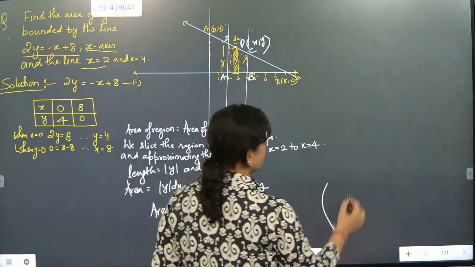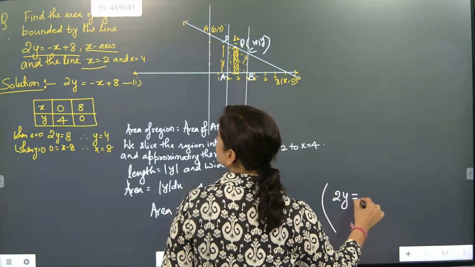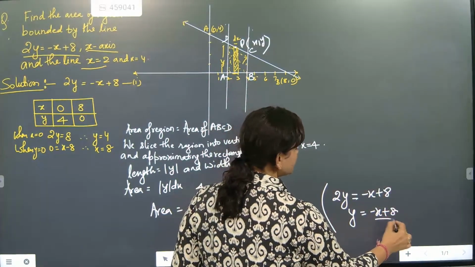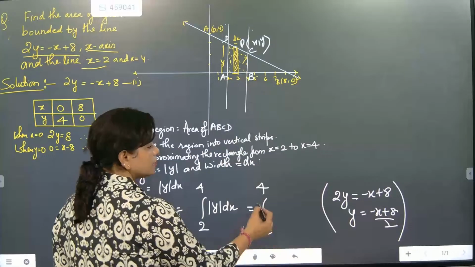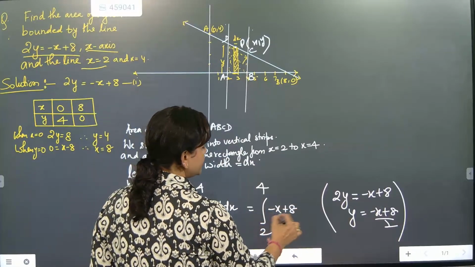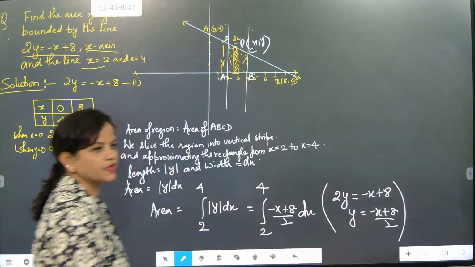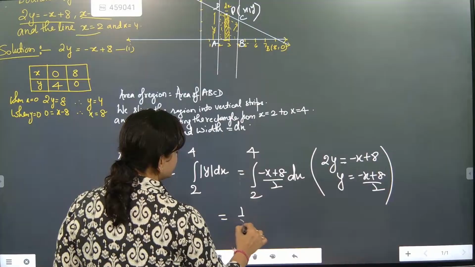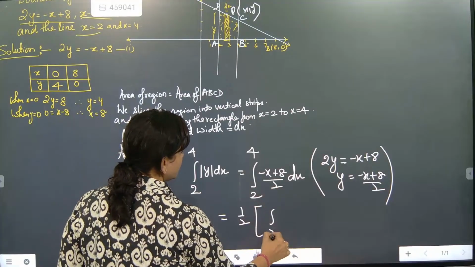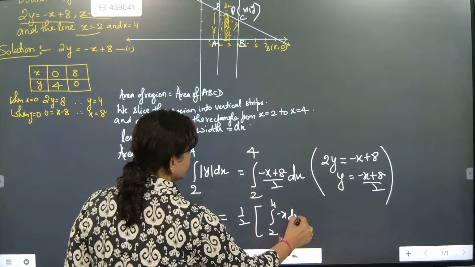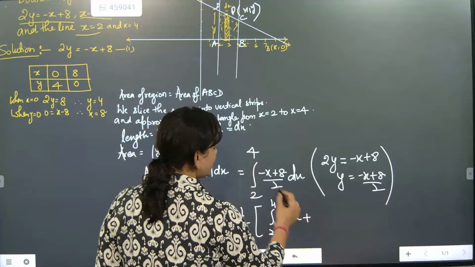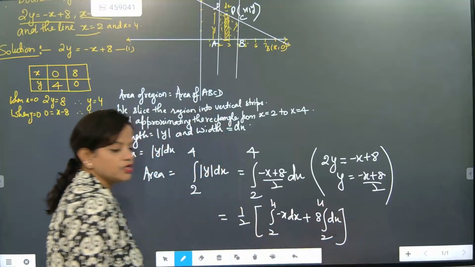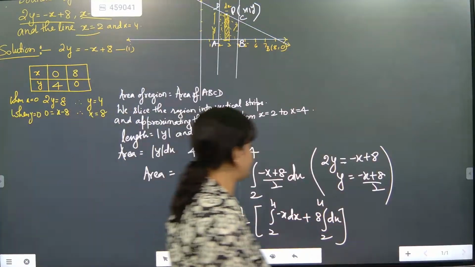Here, 2y is equal to minus x plus 8. So y will be equal to minus x plus 8 divided by 2. Done. So we will write here minus x plus 8 divided by 2 dx. Got it? So 1 by 2 we are going to take out. For CBSE, don't skip steps. CBSE says that they are okay if you write the steps properly. This part is coming as 8 dx from 2 to 4. So when you are solving this part, make sure you write it properly.